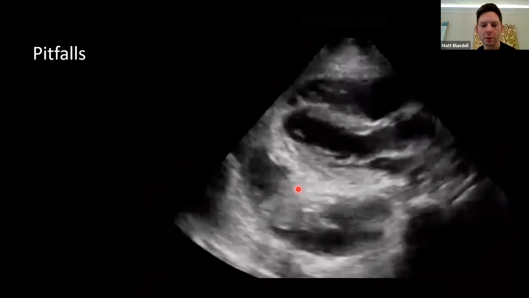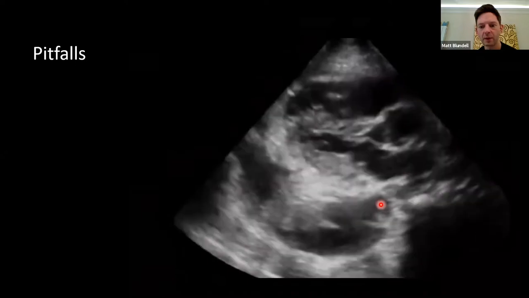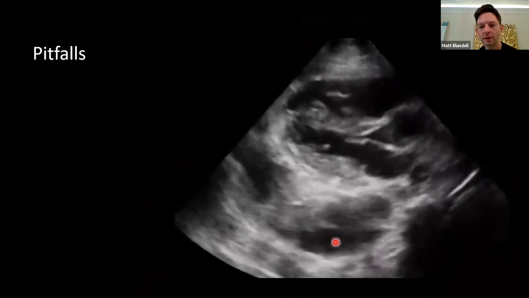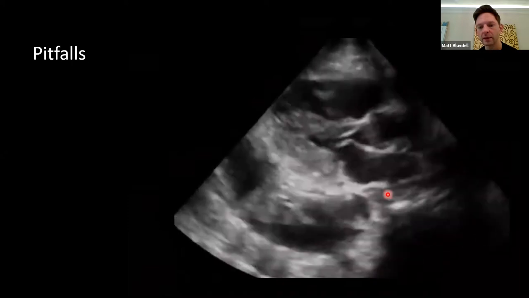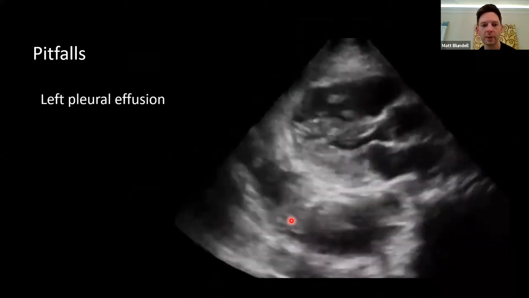Pitfalls, we've already mentioned one. So this is parasternal long axis. And here's the descending thoracic aorta. And you can see the fluid is actually tracking posteriorly to this. There's no fluid between the pericardium and the descending aorta anteriorly. So this is all left pleural fluid, which often can catch people out.